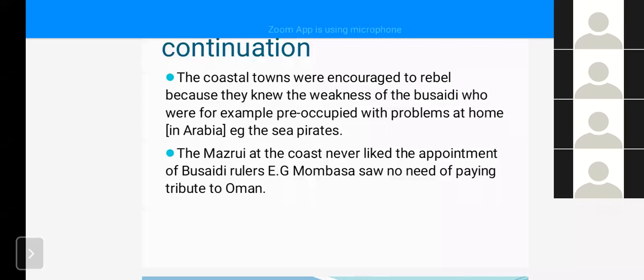Mazrui at the coast never liked the appointment of the Busaidi rulers. And I hope this is now taking us back to that pronouncement by Muhammad Uthman al-Mazrui, saying he who has taken over leadership in Oman is just an ordinary person. So even along the East African coast, I can be in the lead. And it is such a provocation that will eventually lead to the conflict.